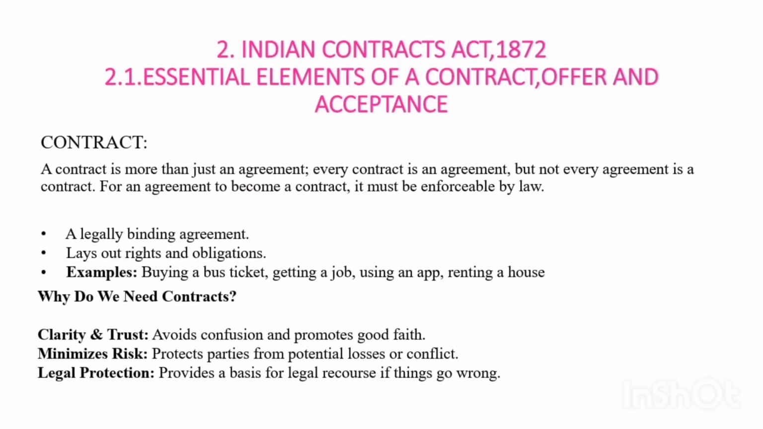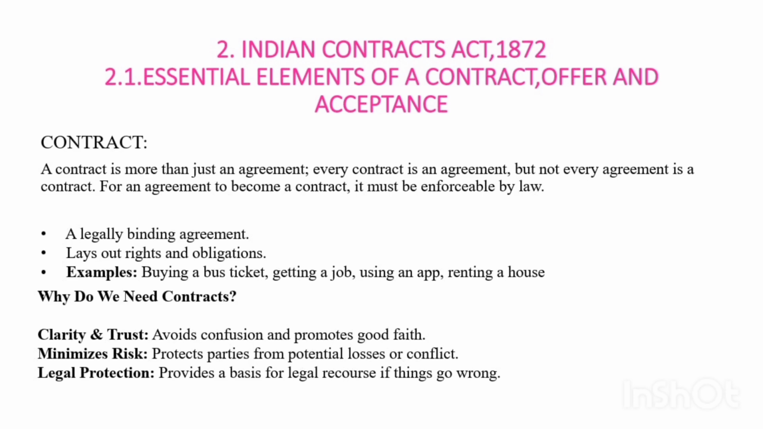Hello everyone. Today we are going to study the second chapter of Business Law and Ethics, that is the Indian Contract Act 1872. In this video we are going to discuss three subchapters: essential elements of a contract, offer and acceptance, void and voidable agreements, and the third is consideration. So the first topic is contract.